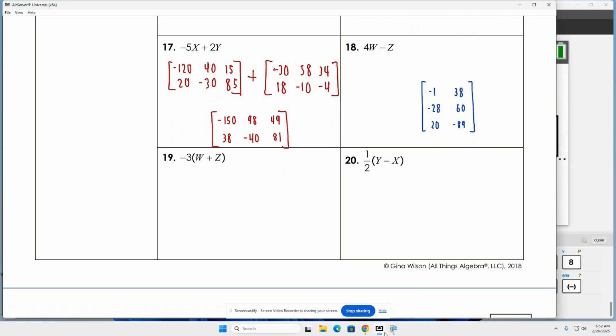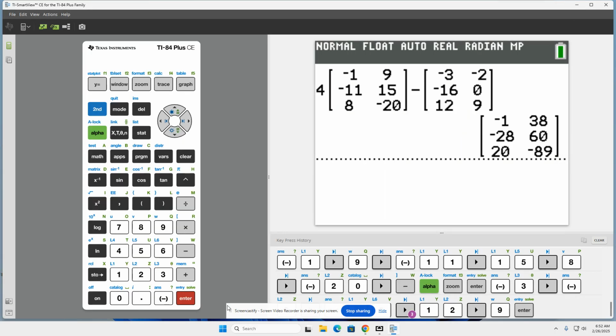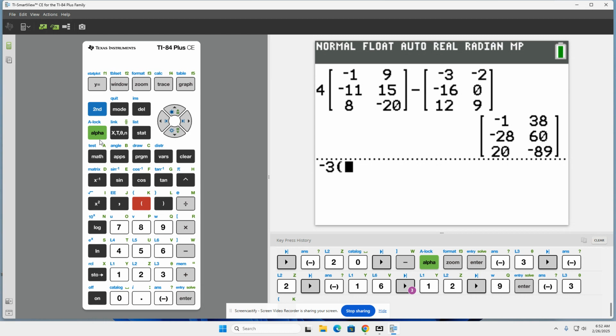Now again, this one, if you're going to use your calculator, you're going to do exactly what it shows. If you're going to do this with your brain, you're going to add w and z first and then scale it by multiplying by negative 3. Same here. You're going to do y minus x first and then scale it by multiplying by 1/2. But if you're using your calculator, you can go straight to it and go negative 3, open parenthesis, and then pull up your w plus z.